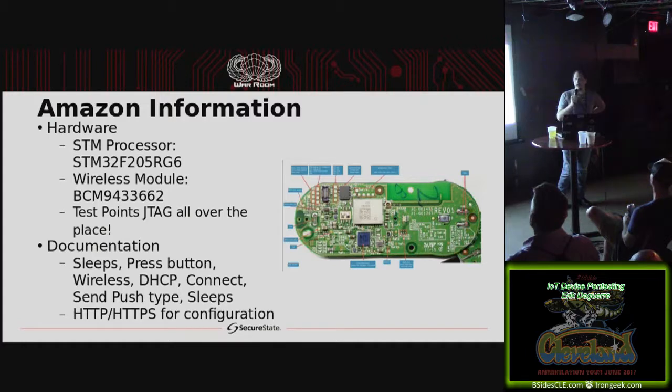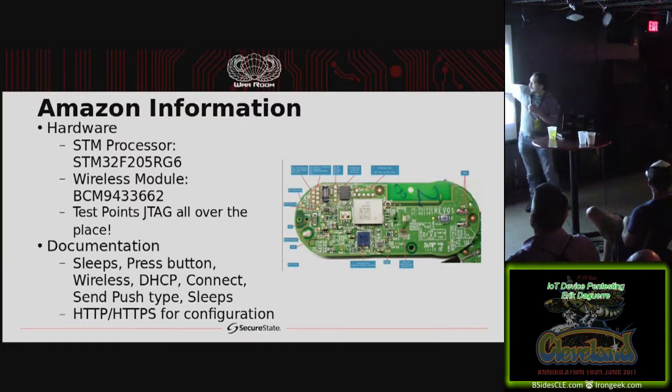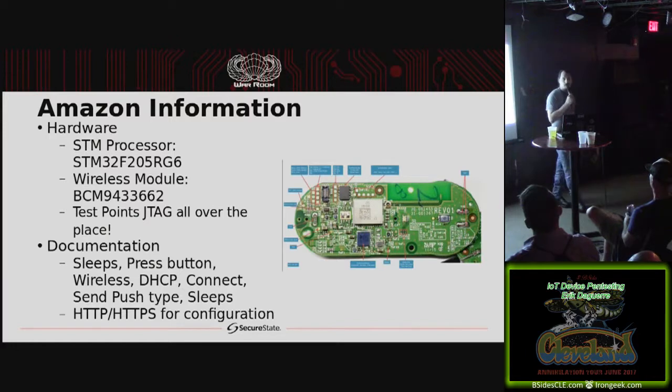First thing I find out is that it has an STM processor coupled with a wireless module. And the big thing is that there are JTAG points all over the place. As you look up here, you're going to see these gold test points that are highlighted. These are JTAG interfaces. In the next couple of slides, you're going to see where I soldered a whole bunch of wires to this board to attempt to get information off of it.